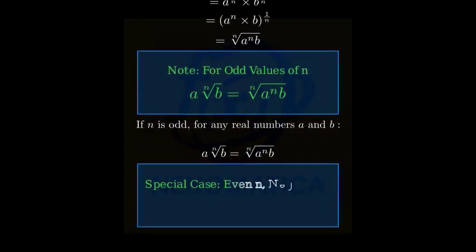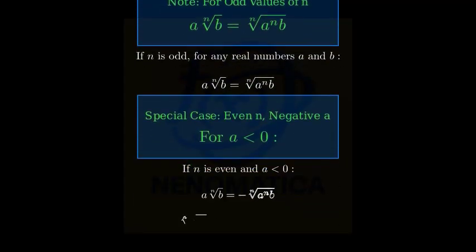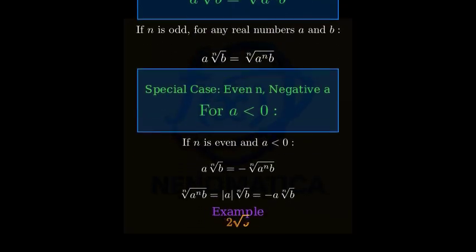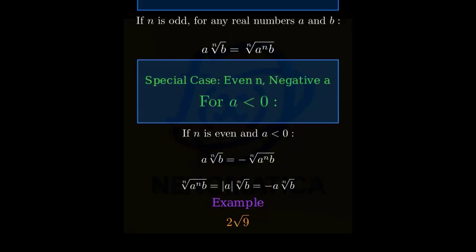If n is even and a is a negative number, and we want to bring it inside the radical, we need to place a negative sign in front of the radical. Let's work through a simple example to better understand this law. Example: simplify the expression 2 times the square root of 9.